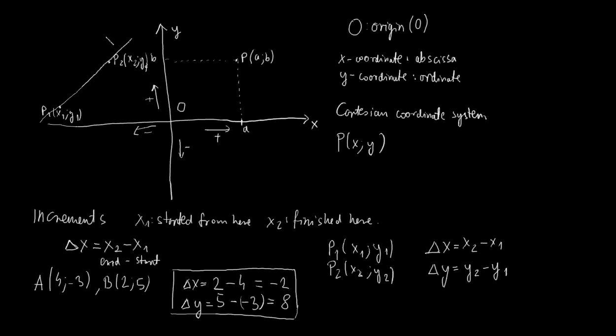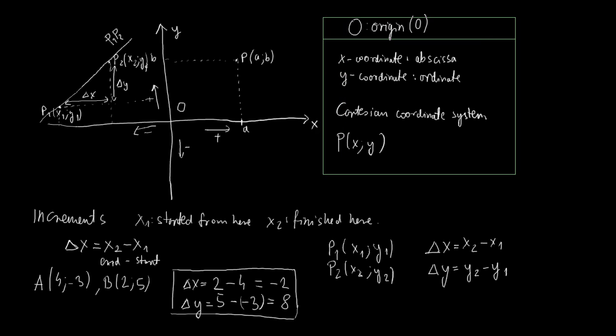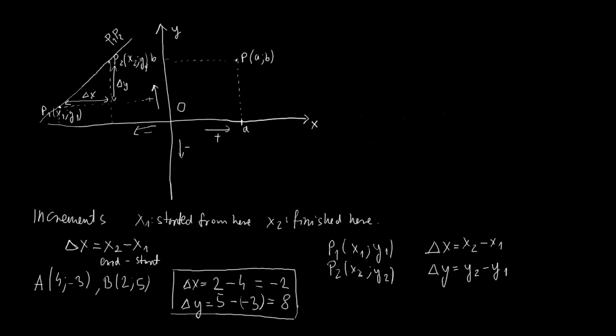We call this the line P1P2. As you can see here, the increment is delta y here, and this is delta x. Two such points always determine a unique straight line, usually called simply a line, passing through them both, and we call this P1P2. And here comes the definition.